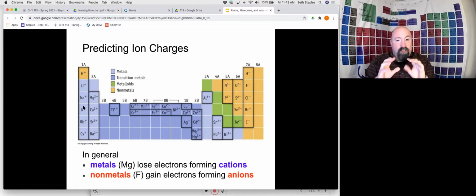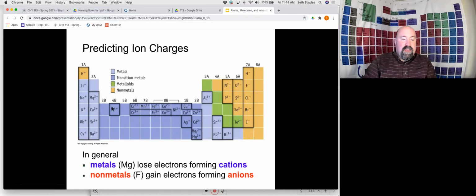Metals, this is one of the reasons why it's so important to be able to differentiate between metals and nonmetals in the periodic table. Metals will lose electrons to form cations. Nonmetals will gain electrons to form anions. Not only that, they do so in a very predictable way.